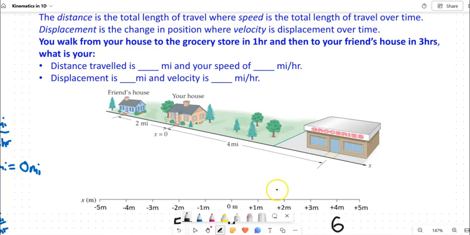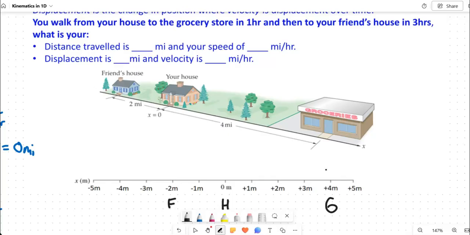So I want you to go ahead and try this out. You're going to walk from your house to the grocery store in 1 hour, and then from the grocery store to your friend's house in 3 hours. What is the total distance traveled, and what is the average speed? What is the displacement of that trip, how is that related to velocity, and what is that velocity? Try it out, take a moment, and pause the video now. Okay, hopefully you're back.